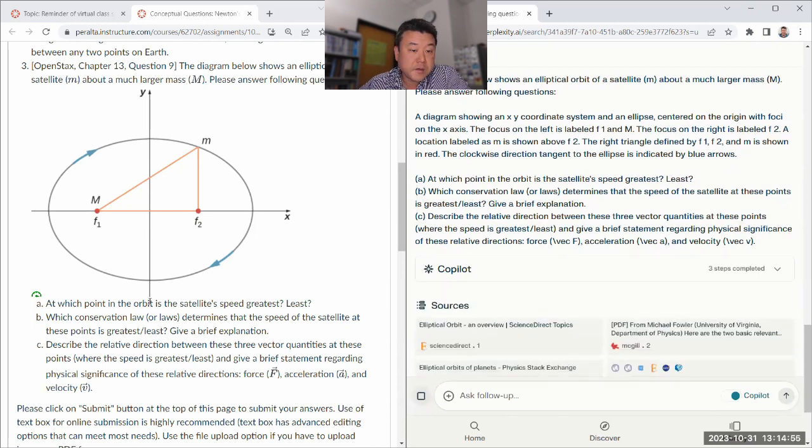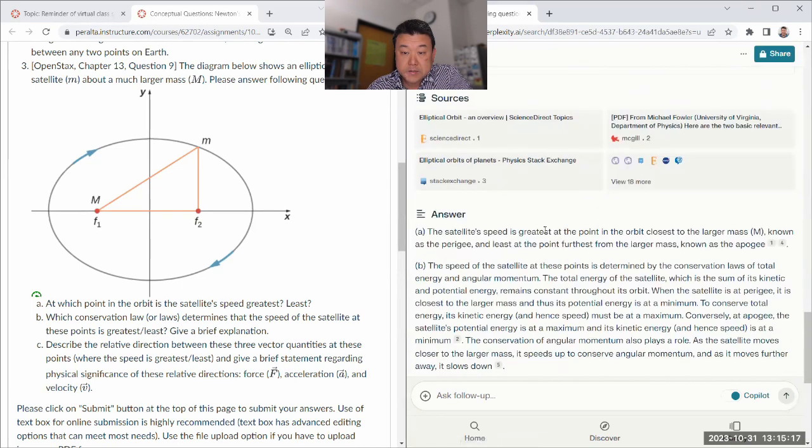At which point? So greatest at the closest point here, slowest here. Conservation law, speed of the satellite. You could give two different ones, either conservation of energy or conservation of angular momentum. Angular momentum is easier to argue with. So greatest at the point close to the mass, good, known as perigee. If this mass is Earth, the g is from the Greek Gaia. If this is the sun, it'll be perihelion. So farthest point from the mass, apogee or aphelion, if it's a planet and the sun.